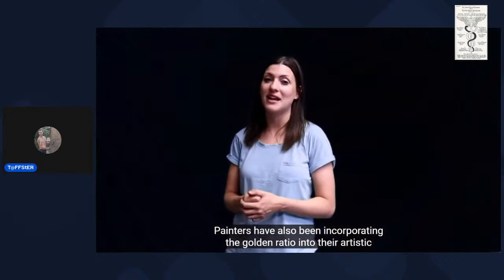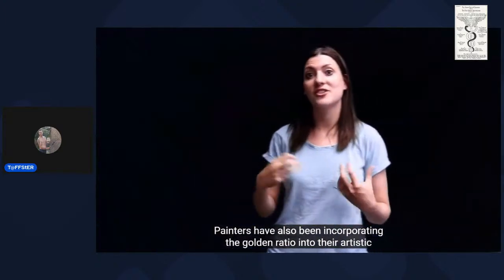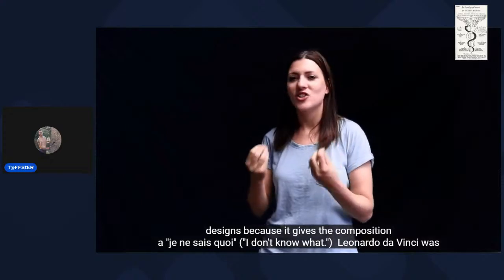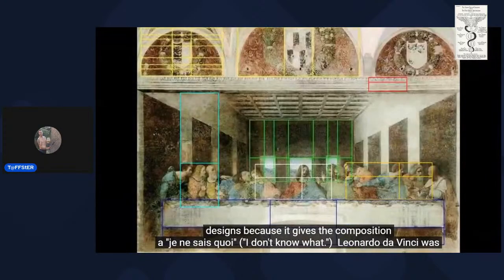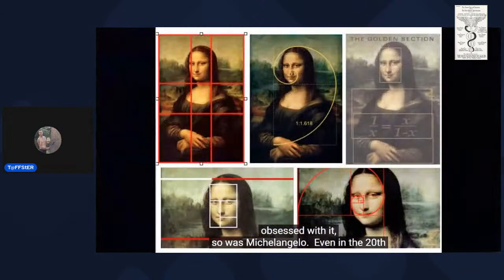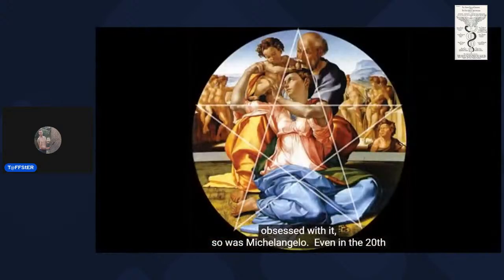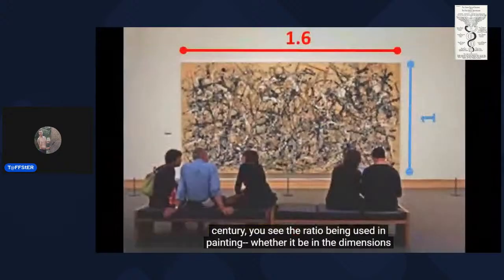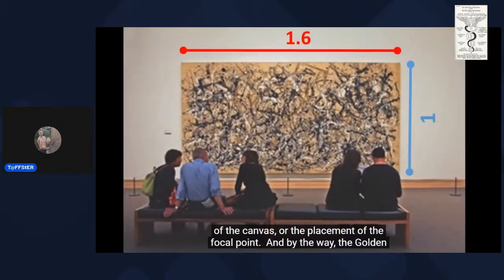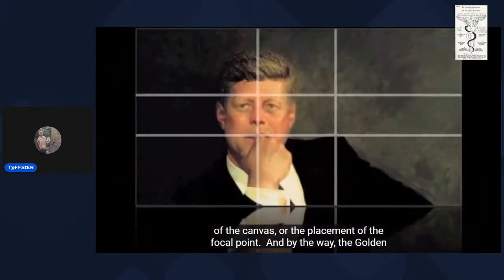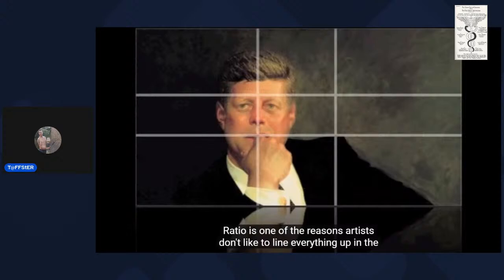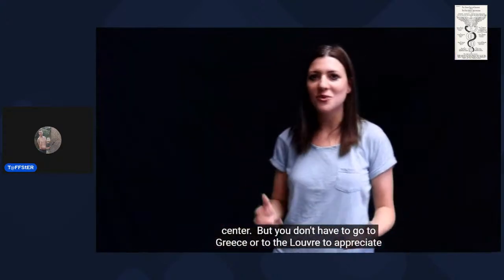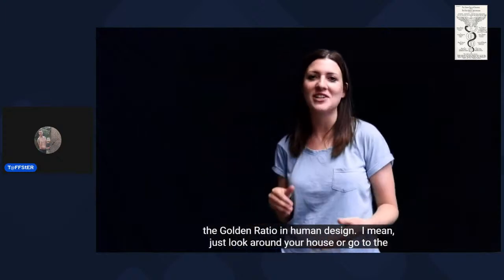Painters have also been incorporating the golden ratio into their artistic designs because it gives the composition a je ne sais quoi. Leonardo da Vinci was obsessed with it. So was Michelangelo. Even in the 20th century, you see ratios being used in painting, whether it be in the dimensions of the canvas or the placement of the focal point. And by the way, the golden ratio is one of the reasons artists don't like to line everything up in the center.